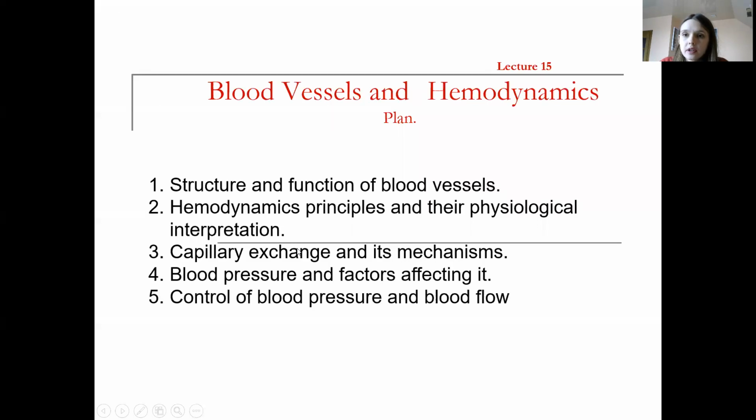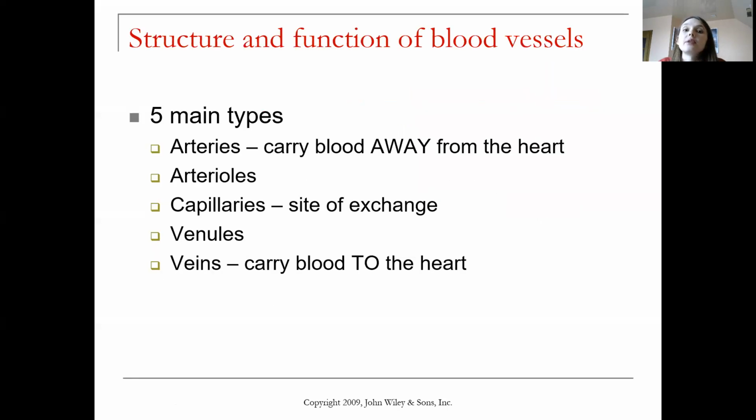First of all, let us start to discuss what types of blood vessels we know. We know five types of blood vessels. It is arteries, which carry blood away from the heart. It is arterioles, capillaries, venules, and veins.